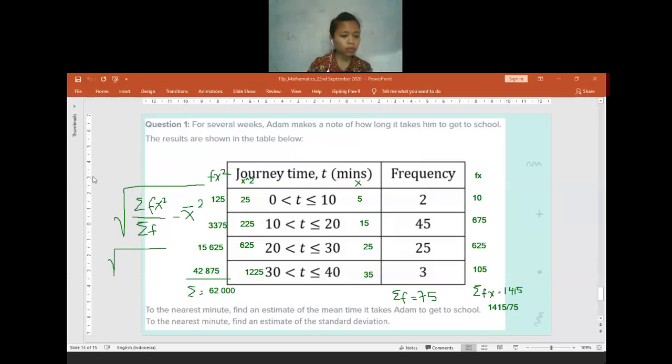So now we just need to put the numbers to the formula. So we will have it as, let me change the color, maybe it will be confusing for you later on. So we have 62,000, we divided by the total frequency, which is 75. Now after that we subtract it with the mean square.